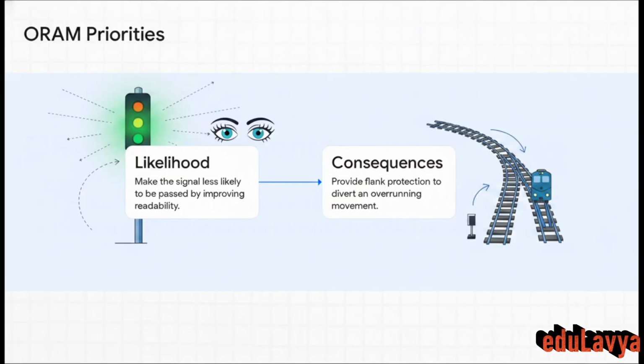ORAM essentially operates on a tiered priority system. Step 1 is absolutely always trying to reduce the likelihood. We might improve the visibility or sighting of the signal, so the driver literally can't miss it. But if we can't completely guarantee a train won't run that red light, we move to Step 2, reduce the consequences. We actually go in and alter the track layout. We might set points beyond the signal to divert the overrunning train onto an empty, safe path. This is a concept known as flank protection, and it allows the infrastructure itself to safely absorb the human error.